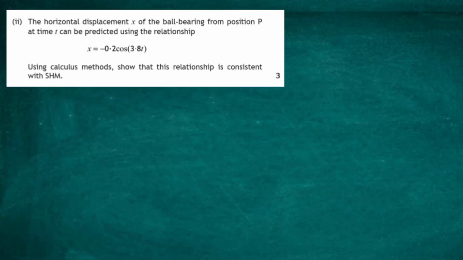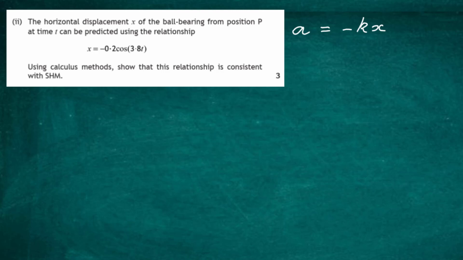Part 2, the horizontal displacement x of a ball bearing from position P at time t can be predicted using the relationship x equals minus 0.2 cos of 3.8 t. Now, using calculus methods, show that this relationship is consistent with simple harmonic motion. Well, to be consistent with simple harmonic motion, the acceleration of an object must be equal to minus a constant times the displacement x. That's the key factor in simple harmonic motion.